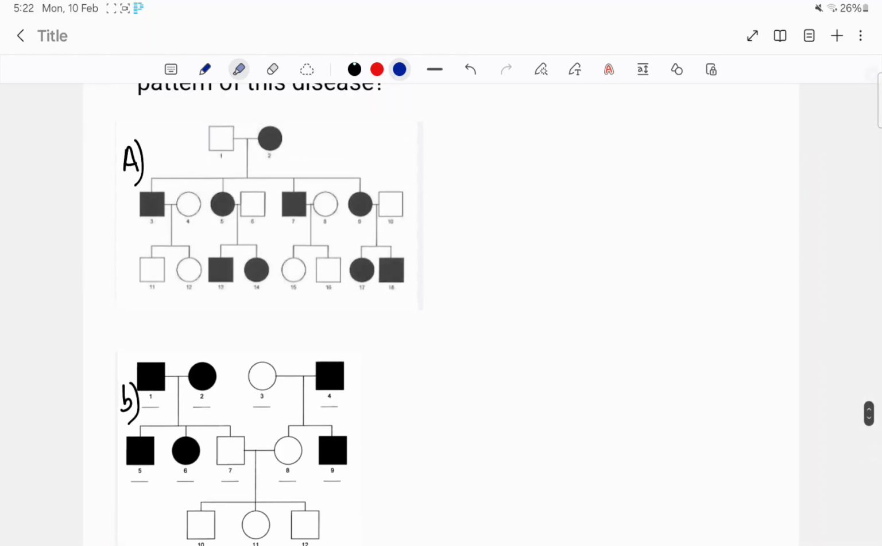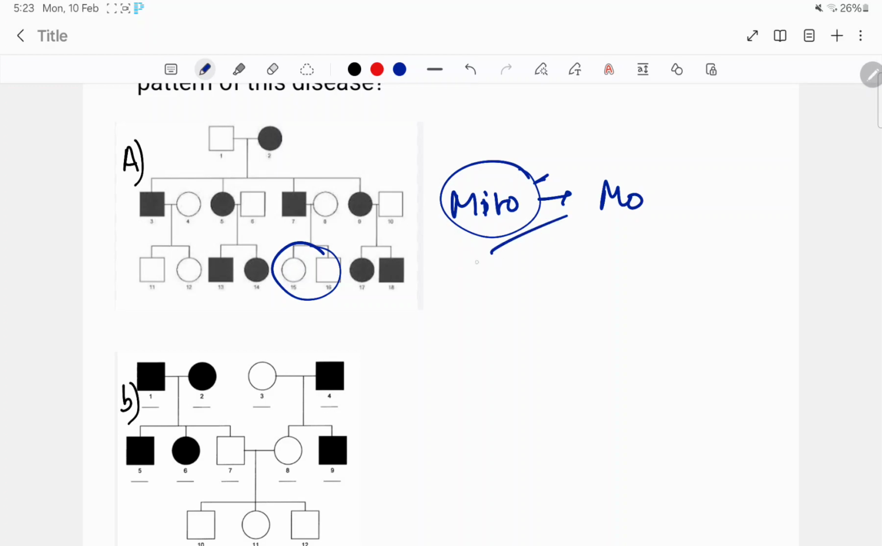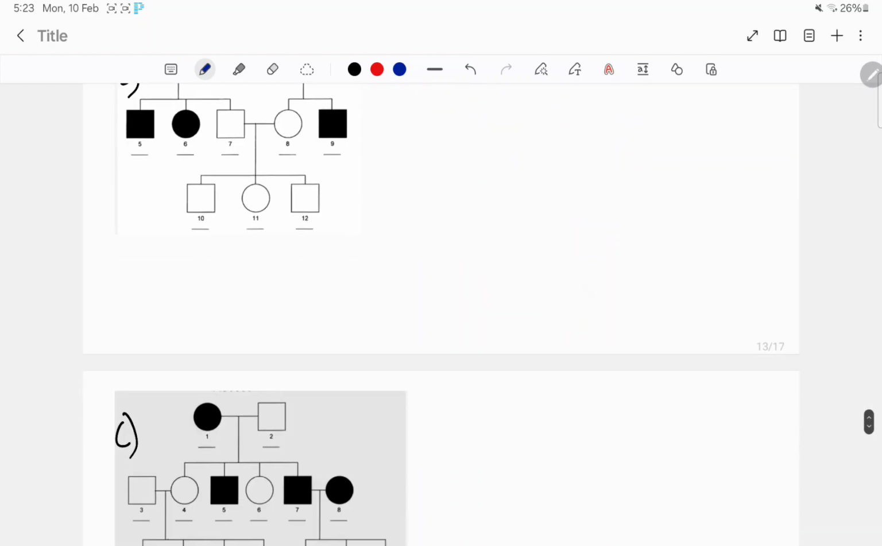Now let's try to see the pedigree. In this one, the mother is affected and she has 4 children, and all 4 children are also affected. Again in this one, the mother is affected, and both the children are affected. But here the father is affected but none of the children are affected. So this is mitochondrial. Mitochondrial means the mother will only give, and the mother gives the disease to all her babies. So it is mitochondrial, and this cannot be the answer.